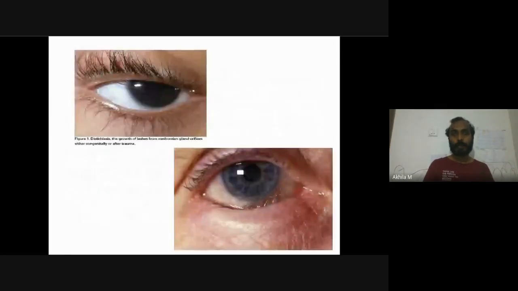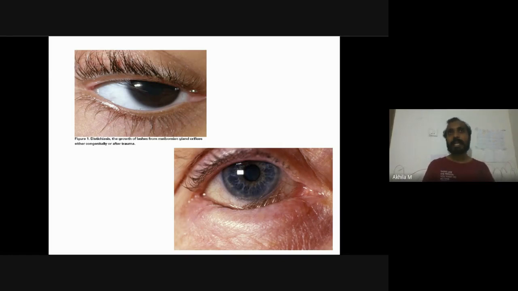From this first picture, you can see misdirected cilia, that is trichiasis, but the lid margin is in normal condition. In the second picture, you can see that the lower lid margin is turning inward, the inturning of the lid margin, which is called entropion. These are the differences between trichiasis and entropion.